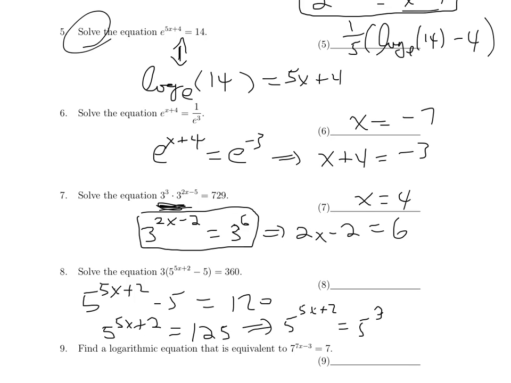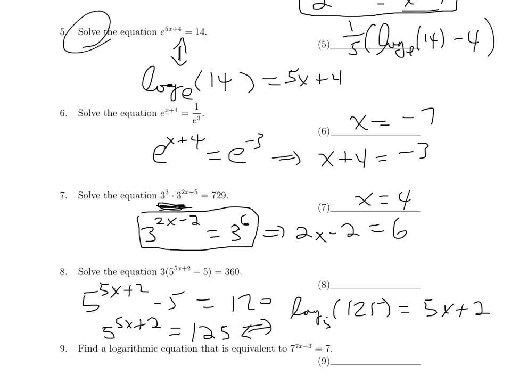Let me do it with the logs, just so we can do one more like that. So you can see how it would work out if you don't know that 125 is 5 cubed. It's not a big problem. What we would do is rewrite this as a log base 5 equation. So instead of an exponential base 5, it's going to be a logarithm base 5. And the 5x plus 2 is going to be the output, and the 125 is going to be the input.